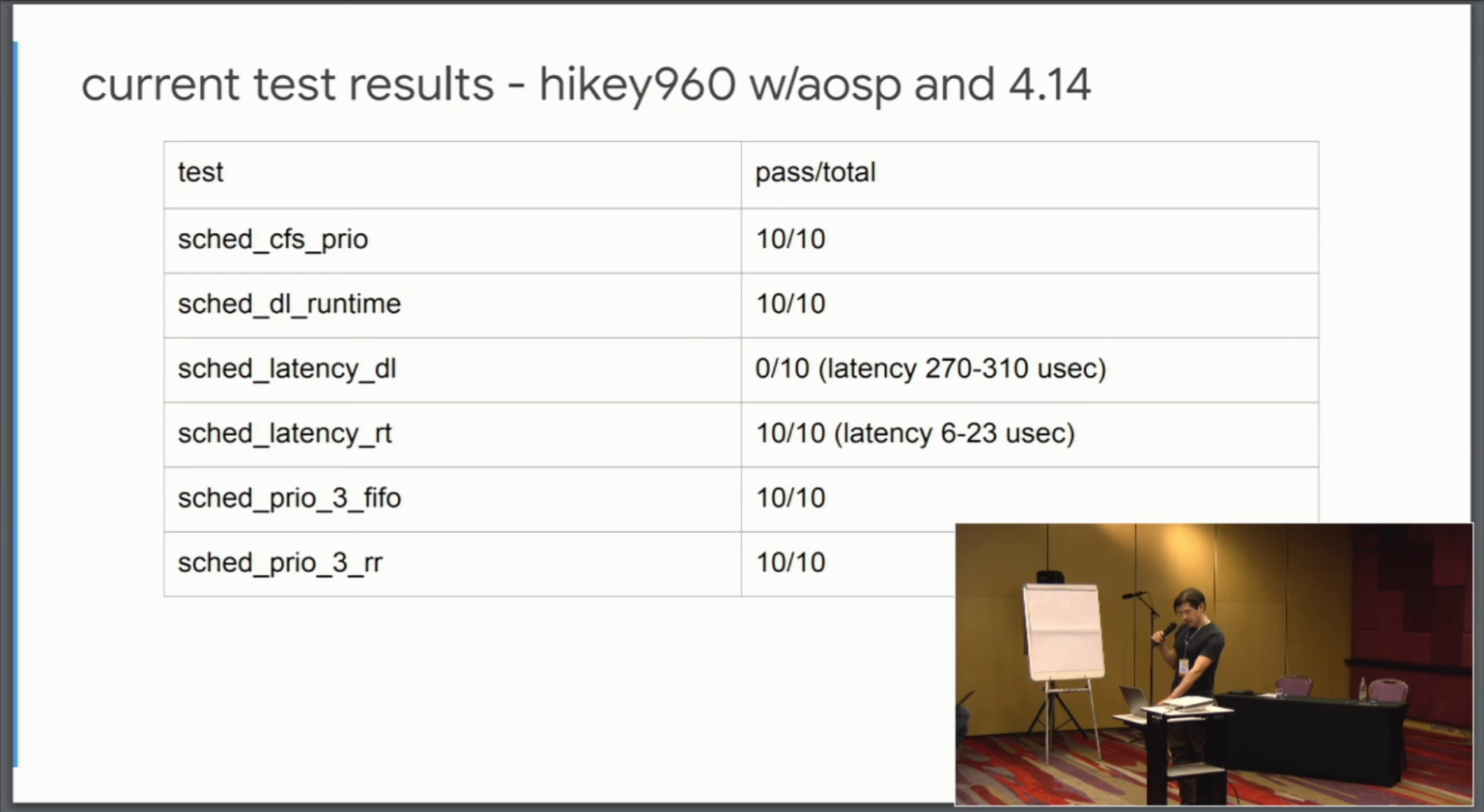And then lastly, the other major issue, this sched latency DL test on 960 is looking pretty bad. The latency is consistently around 300 microseconds. I ran this twice actually and saw the same behavior both times. I did get one instance where it was down under 20. So this looks like there's some kind of system problem where our latency is not good.